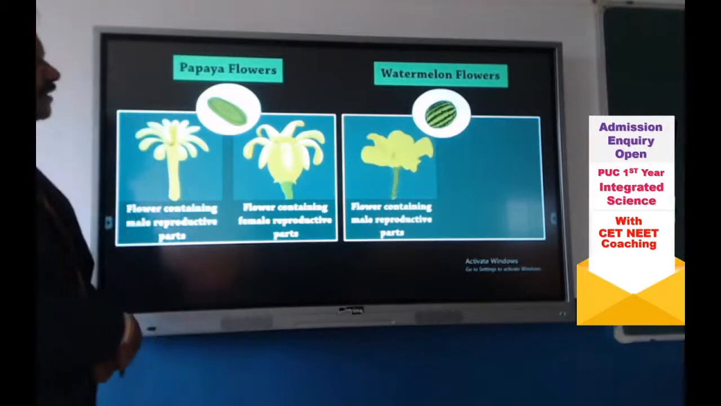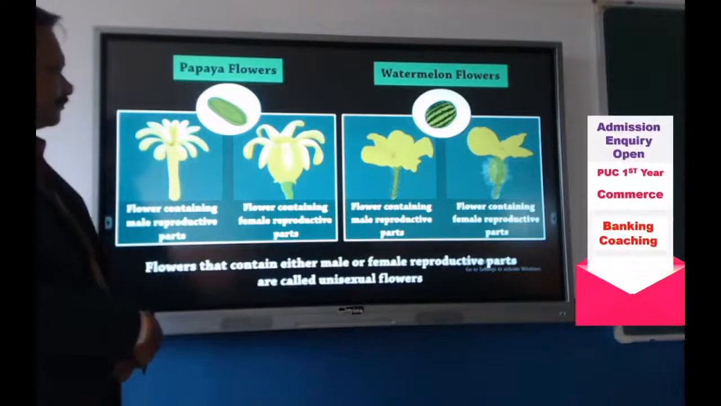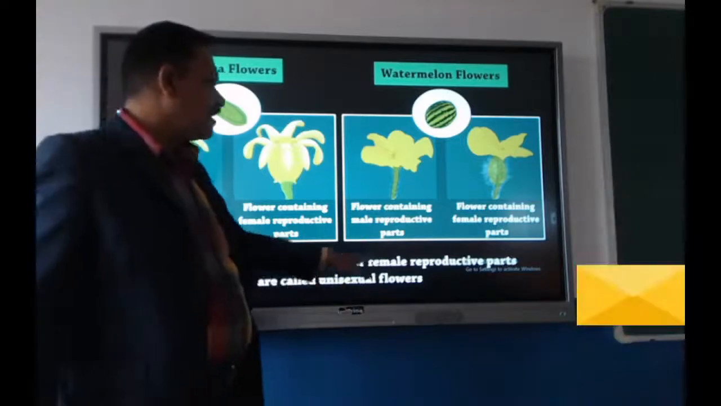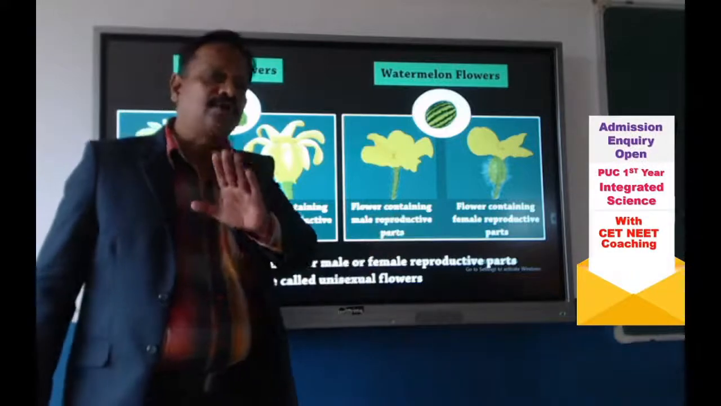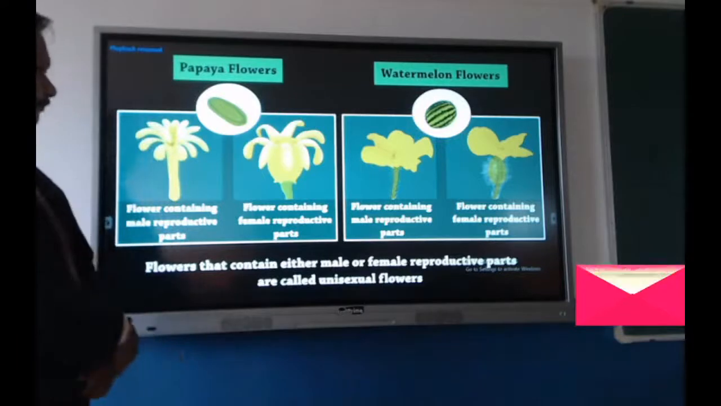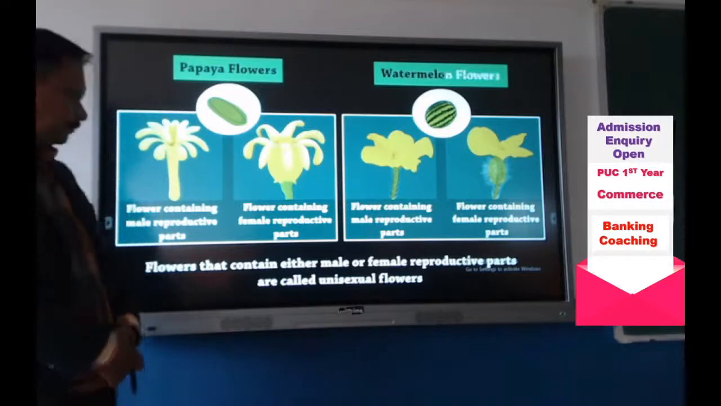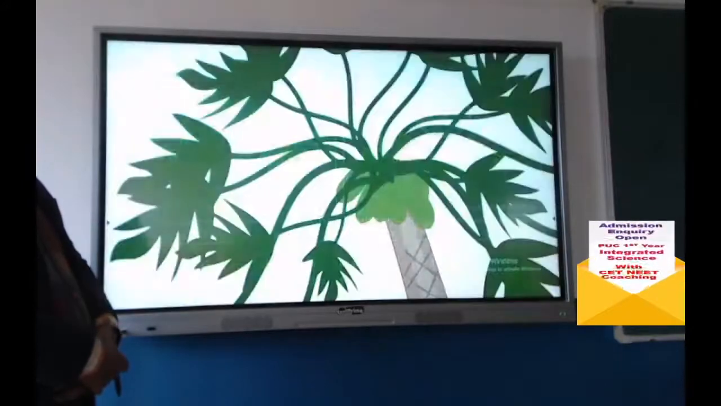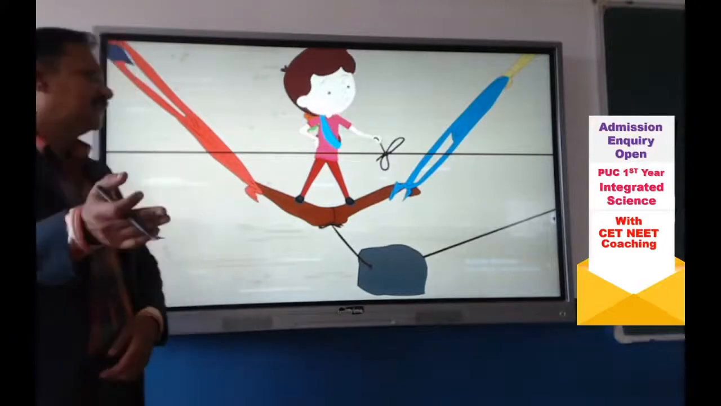Watermelon also you can take, with male and female plants, you are observing that. Flowers that contain either male or female reproductive parts are called unisexual flowers. So those are all called unisexual flowers. Papaya and watermelon are some examples of unisexual flowers. So, you observe bisexual and unisexual flowers.